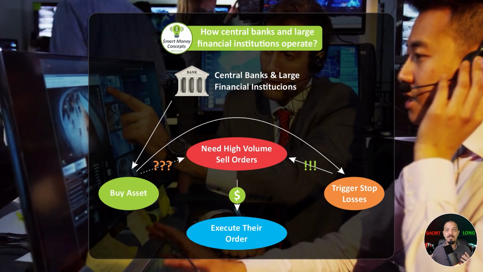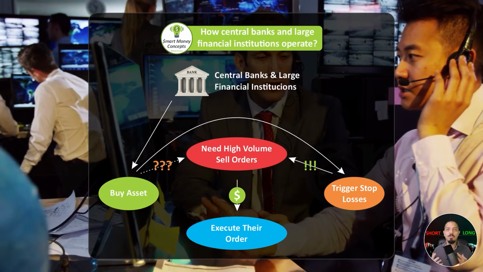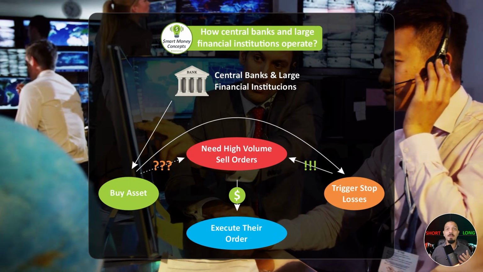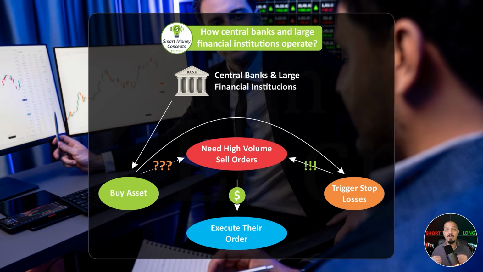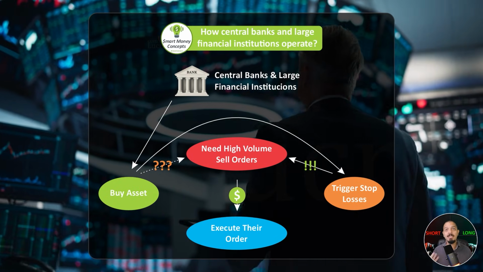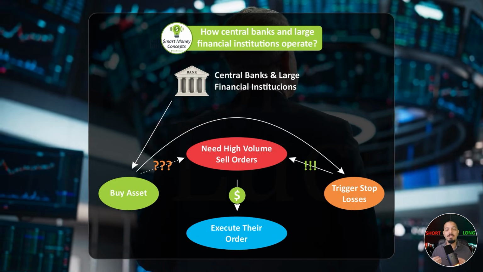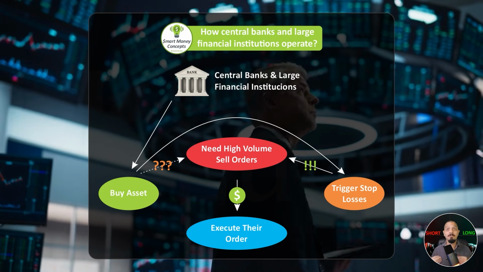One way they do this is by triggering stop-loss orders that retail traders have placed just below support levels. By driving the price down to these stop levels, they can activate a large number of sell orders, creating the liquidity they need. This process involves causing enough market movement to trigger these stop losses, thus creating a pool of sell orders.